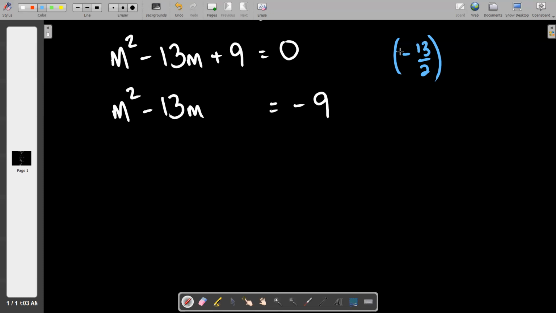Now I'm going to square it. And when I square it, I'm going to get what? 169 over 4. And I've switched to my red pen now because that's going to be the number that I add to both sides.